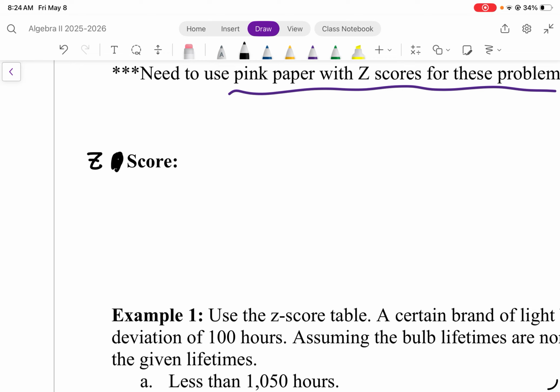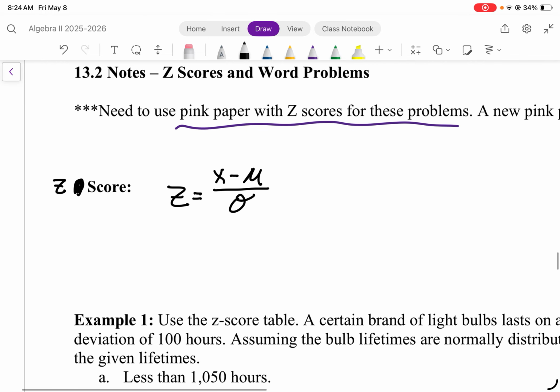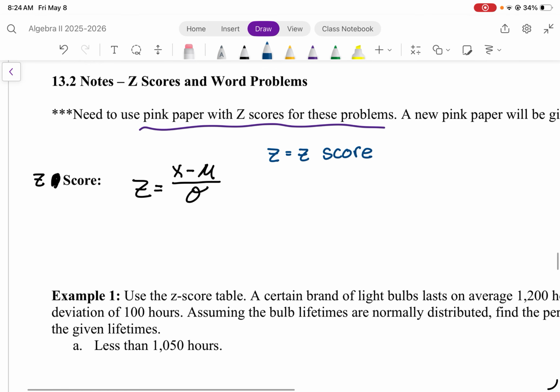For z-score, there is a formula that you are going to be using to calculate the z-value. So that z is going to be equal to x minus mu over our standard deviation. So for the variables, z, that is going to be our z-score. That's what it stands for. And that is going to be used to find the probability on that table that you got.